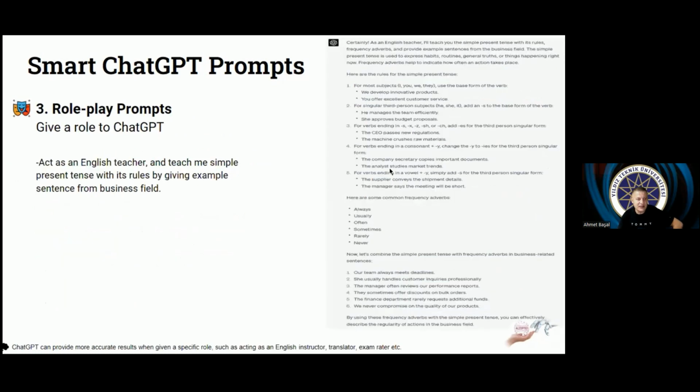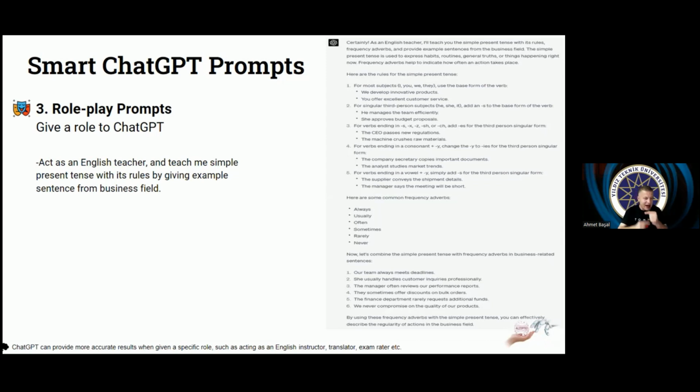The next one is role play prompts. Okay. By assigning a role prompt, the AI, the ChatGPT, is programmed to operate within the specified parameters of the assigned role or personality. Now, I asked ChatGPT, act as an English language teacher. Now ChatGPT will be the English language teacher, okay? We are giving it a model, a role. And teach me simple present tense. Okay, this is our prompt.